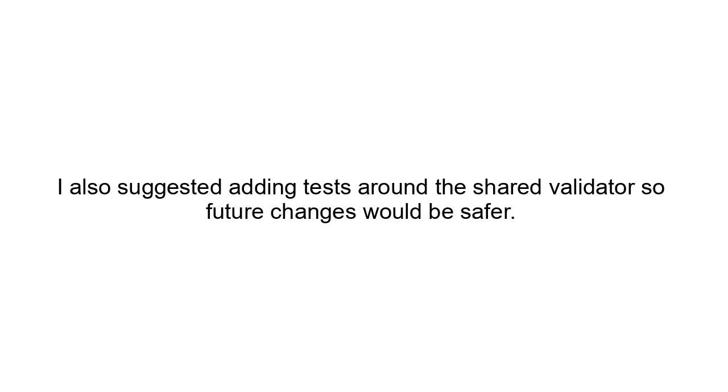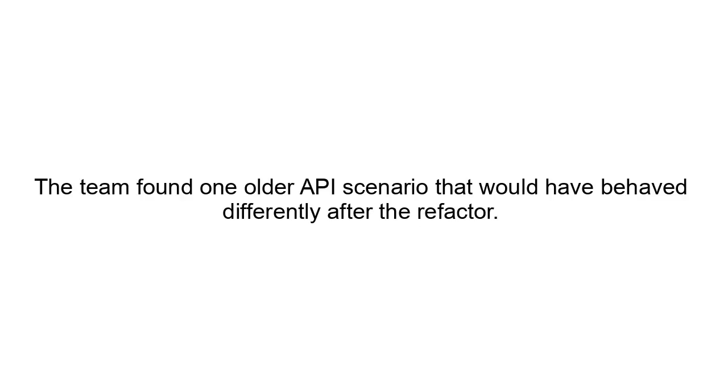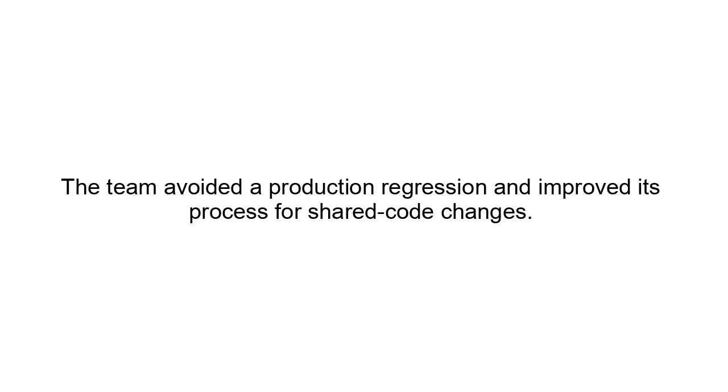I also suggested adding tests around the shared validator so future changes would be safer. The developer updated the tests, and QA added the impacted APIs to the regression plan. Result: the team found one older API scenario that would have behaved differently after the refactor. We fixed it before release. The team avoided a production regression and improved its process for shared code changes.